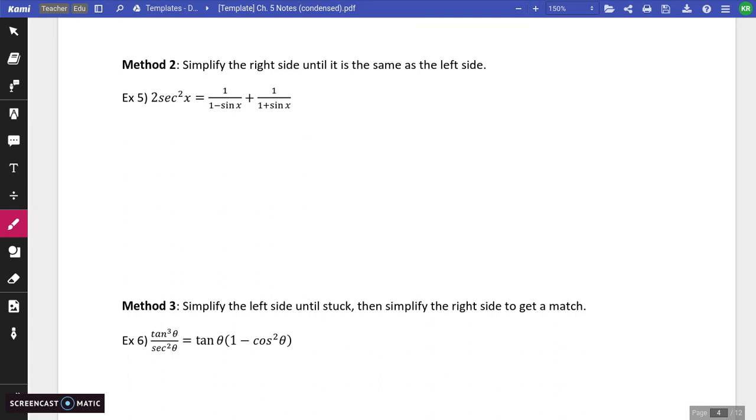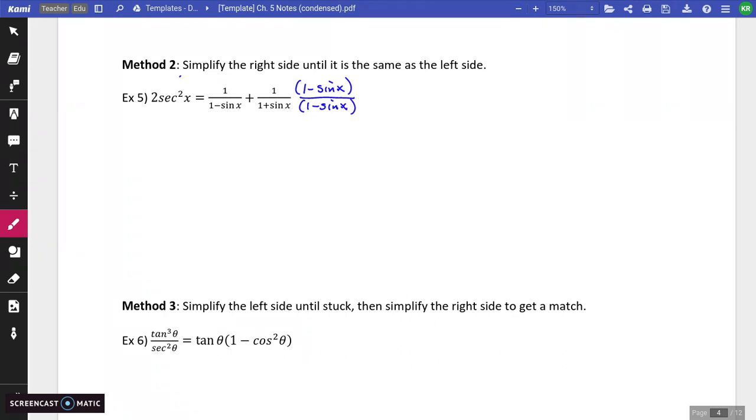All right, on this one, I'm going to get common denominators. So I have a 1 minus sine x as a denominator and then 1 plus sine x as a denominator. So I'm going to multiply by 1 minus sine x on this second fraction.